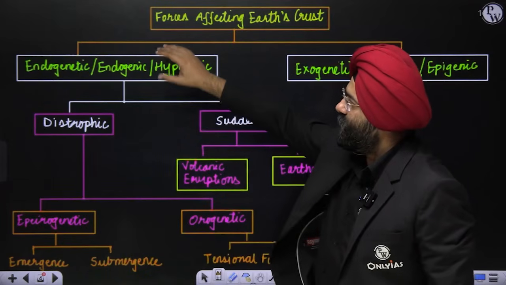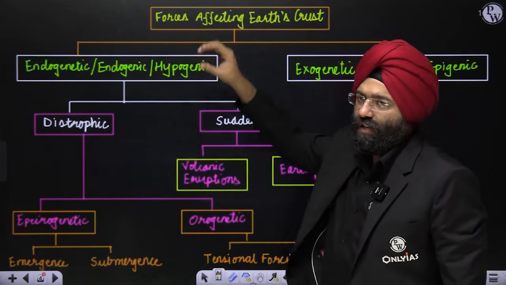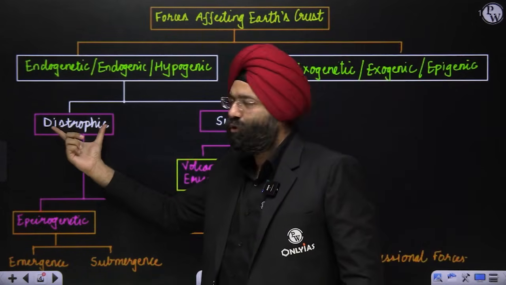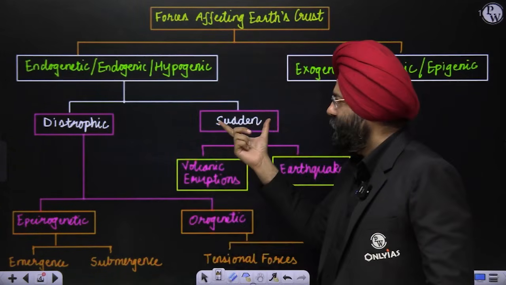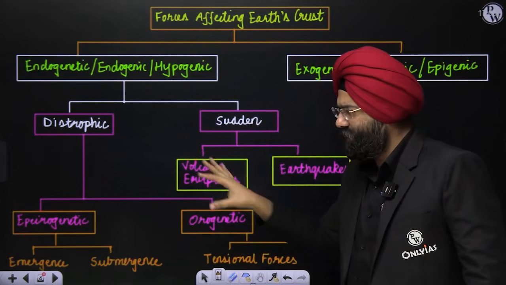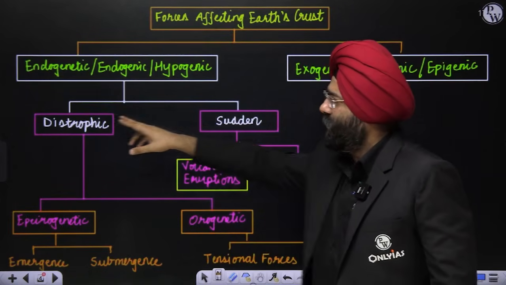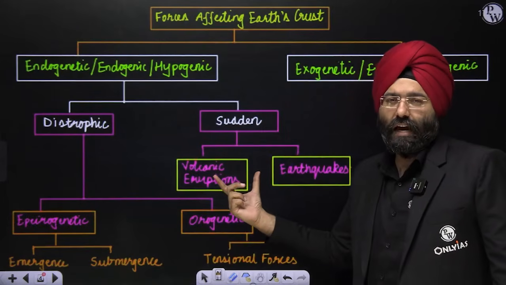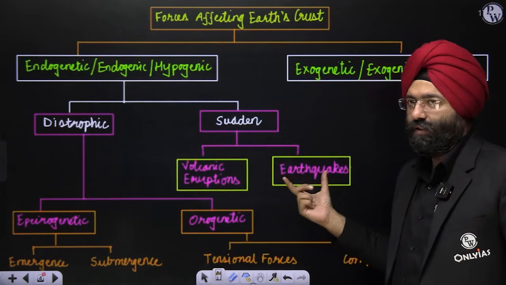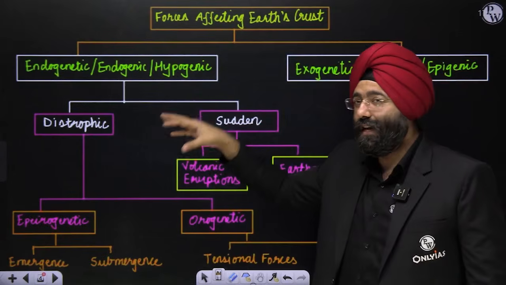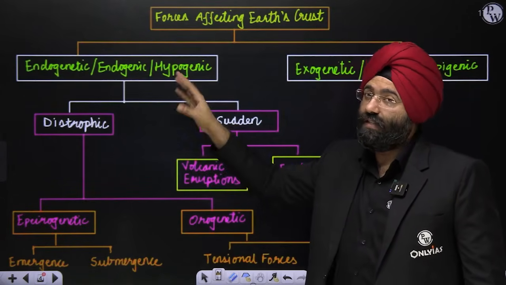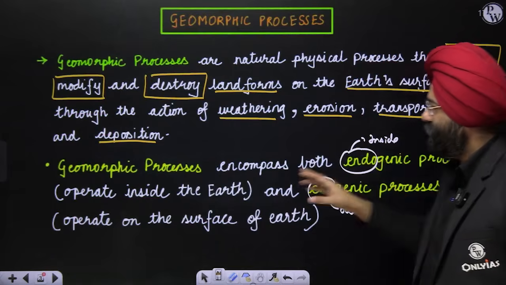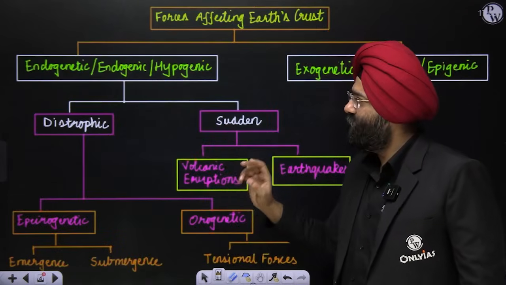Now, if you see endogenic, or hypogenic, we have classified them into two broad categories. First, diastrophic. Second, sudden. Let us see this chart and then we'll analyze it. Diastrophic and sudden. Under sudden, you have the volcanic eruptions and the earthquakes. So these are all taking place inside the earth, right? Not on the surface, inside. That is why we have said the processes that operate inside the earth.